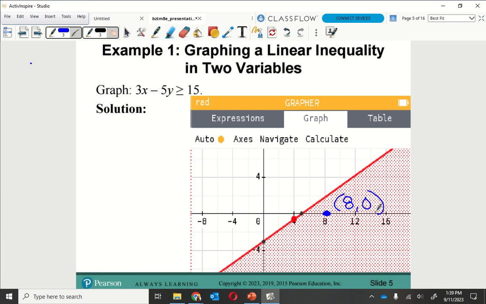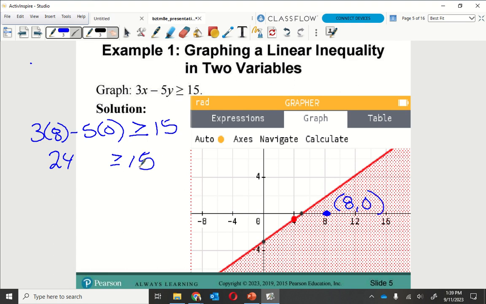Does that make sense? You can pick any of them that's in the shaded area. Now let's test it to see if it's true. So 3 times 8 minus 5 times 0, is that going to be greater than or equal to 15? So 3 times 8, 24. 5 times 0, 0. So that goes away right there. Is that going to be greater than or equal to 15?